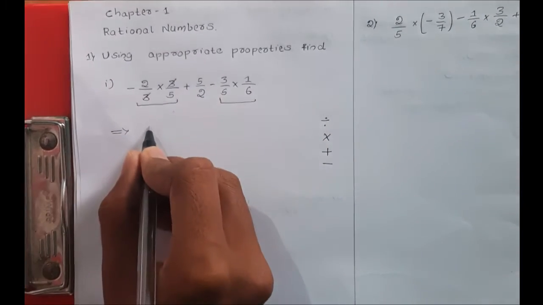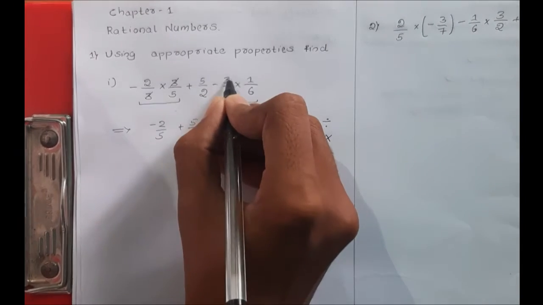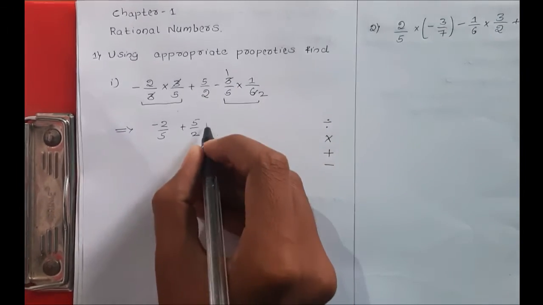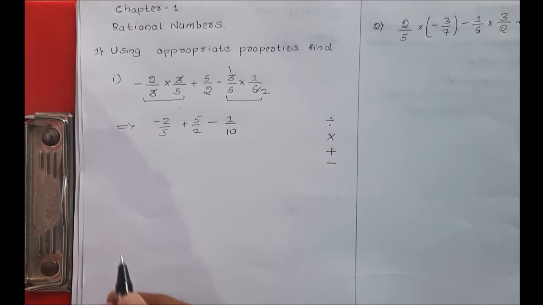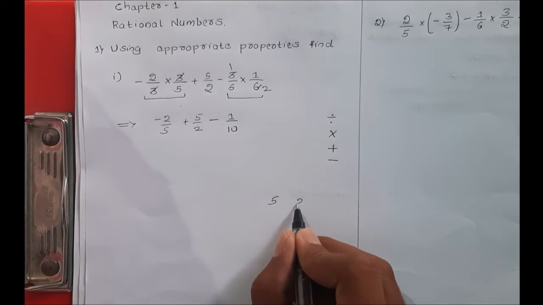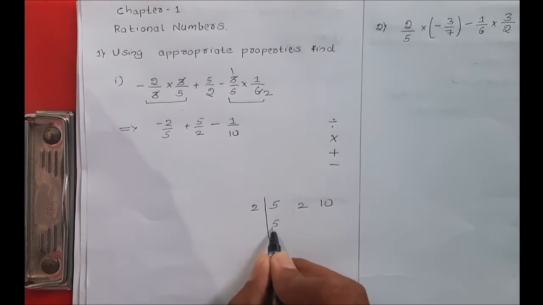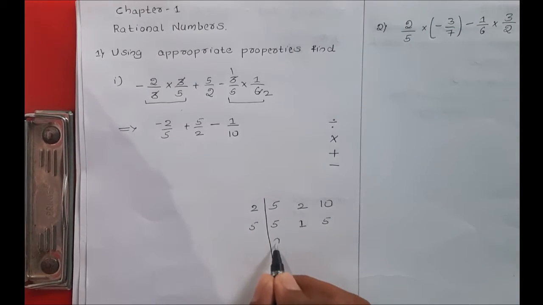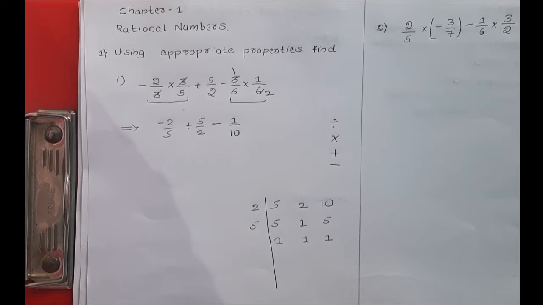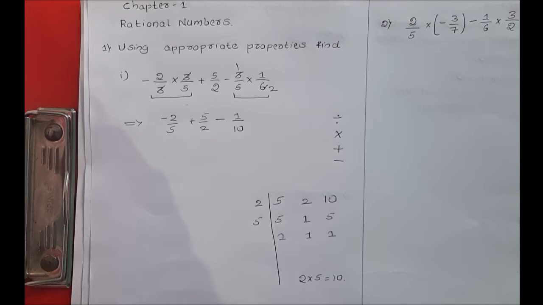3 get cancelled, 2 by 5 plus 5 by 2, 3 ones are 3, twos are minus 1 by 5 into 2, 10. You have to take the LCM of the denominator. 5, 2, 10. Consider the least one. 5 as it is. 5 2 ones are 2, 5s are 5, ones are 1 as it is. 5 ones are 5, 2 into 5 equal to 10. LCM is 10.